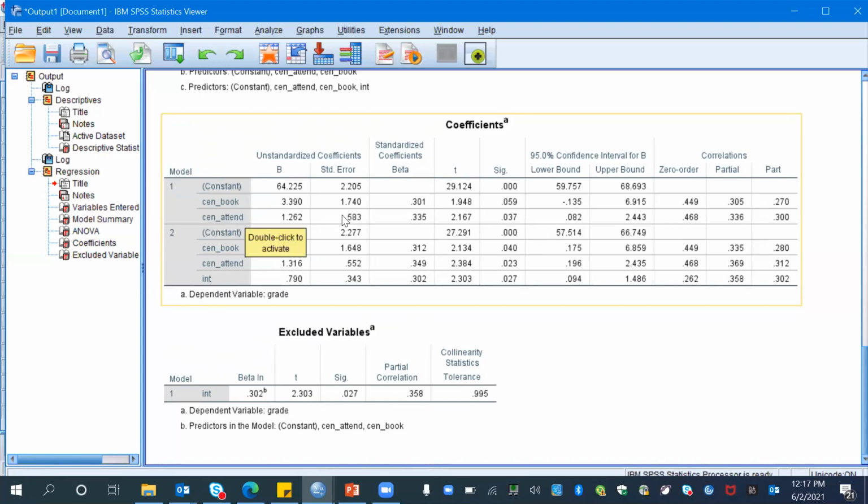And sure enough, what we can see is attendance predicts grades significantly, such that when you attend more classes, you have a higher grade. There's a marginal effect here, such that if you read more of your book, or read more books, I'm assuming these books are associated with the class, you also have a marginally higher likelihood of having a higher grade. So that's interesting in and of itself.